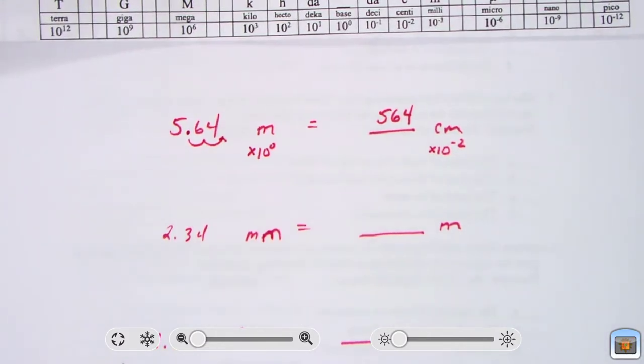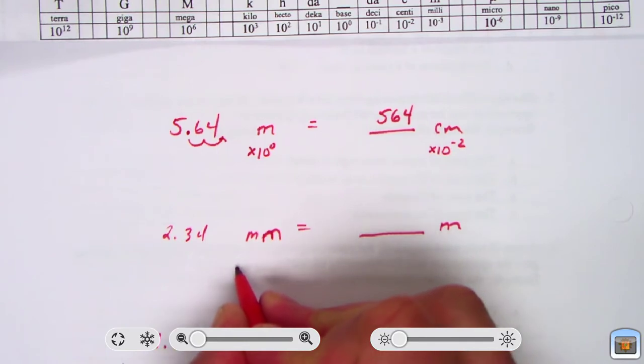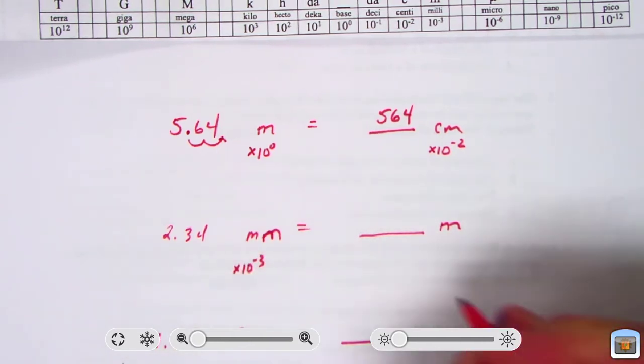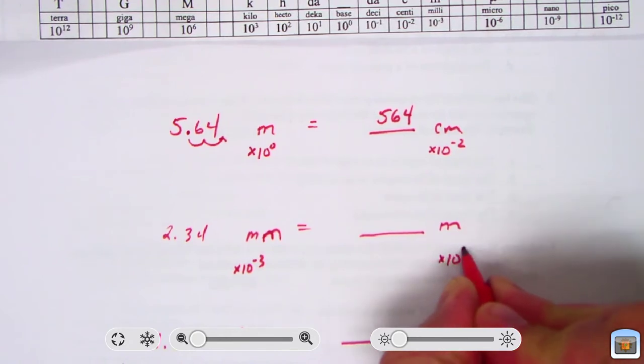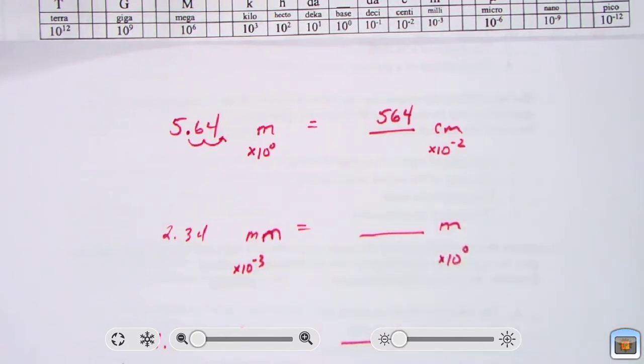Second problem here, I've got going from millimeters to meters. Milli is a prefix that means times 10 to the negative third power. Meters is times 10 to the 0th power. This is 3 powers of 10 difference. That means I'm going to move the decimal 3 places.